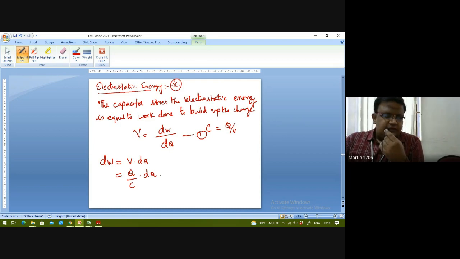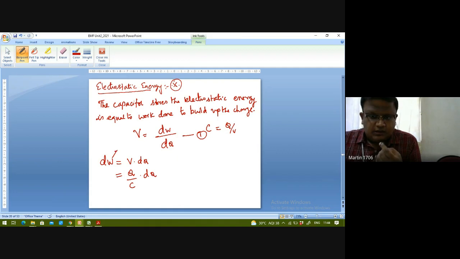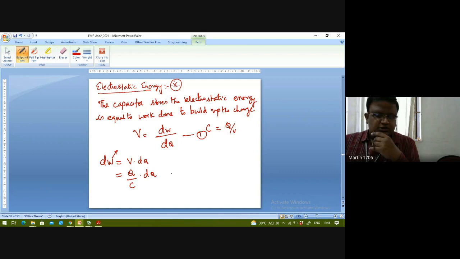When we solve this equation, we will get the electrostatic energy W. So W is nothing but your electrostatic energy. When we solve this equation, we will attain one expression. That we will complete in the next class. It will take some 5 to 6 minutes.